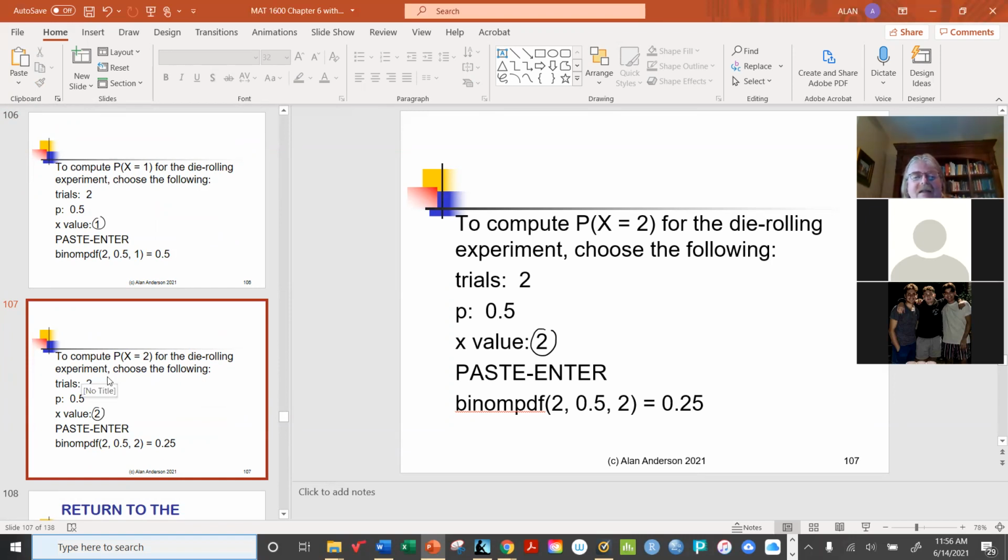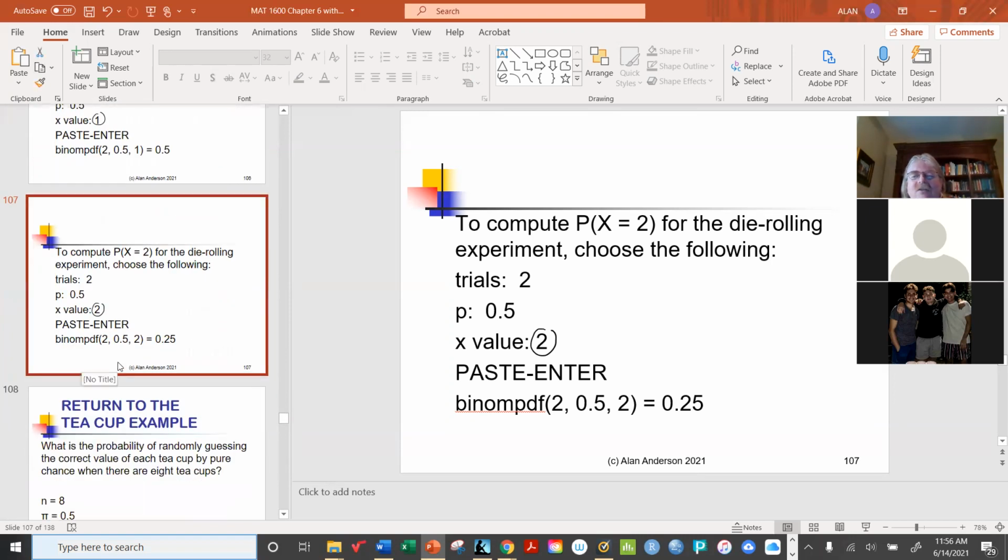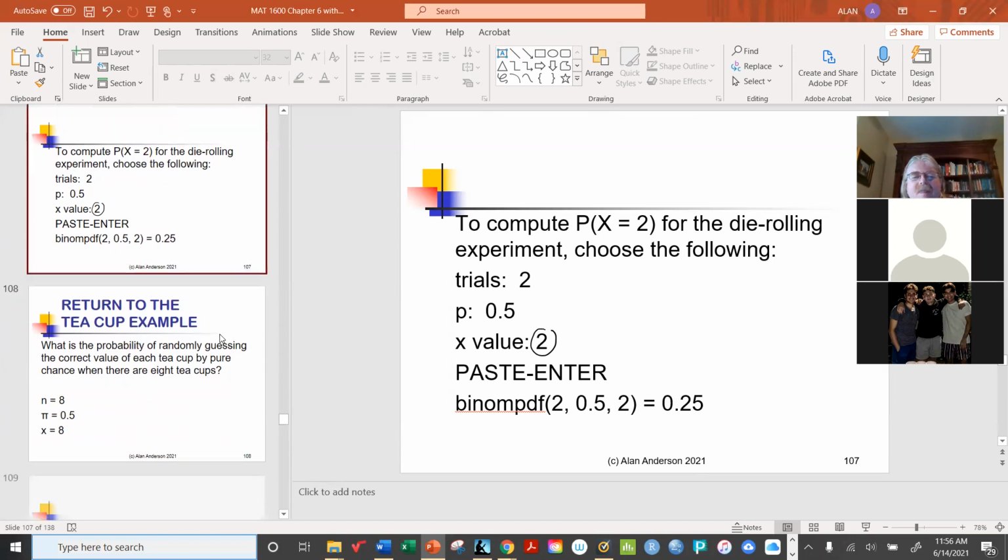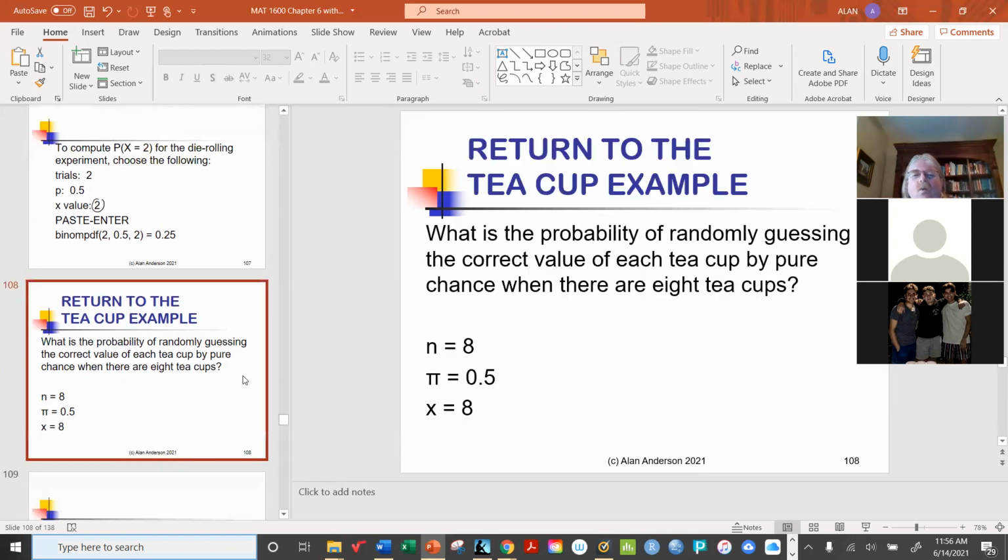So anyway, now guess what? We're going to go revisit the tea lady example. What's the probability of randomly guessing the correct value of each of the 8 teacups by pure chance when there are 8 teacups? Now we're assuming, remember, that half the cups have milk followed by tea, and half of them have tea followed by milk.